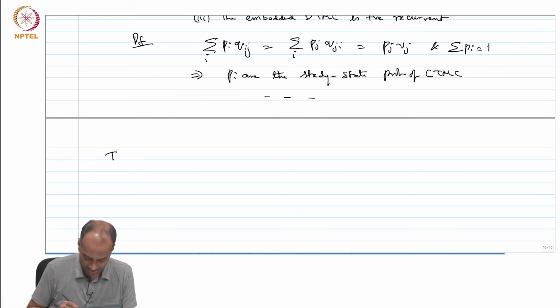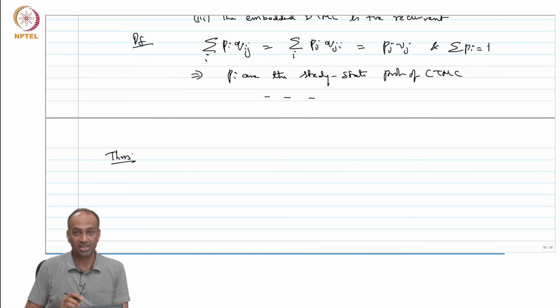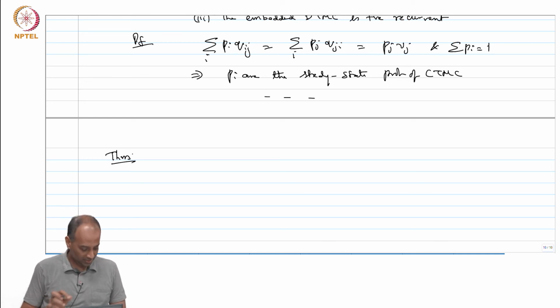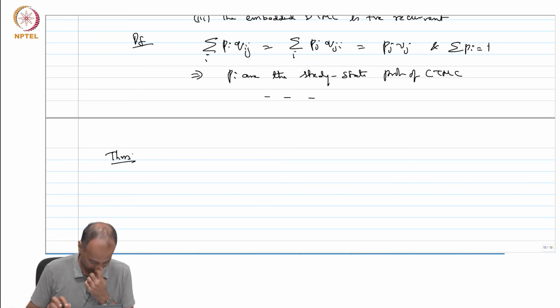Finally, there is an extension of this theorem which says that if you somehow manage to guess numbers Qij star, which satisfy certain properties, then you automatically get the transition rates of the reverse process. This is like a generalization of the theorem that we just saw.